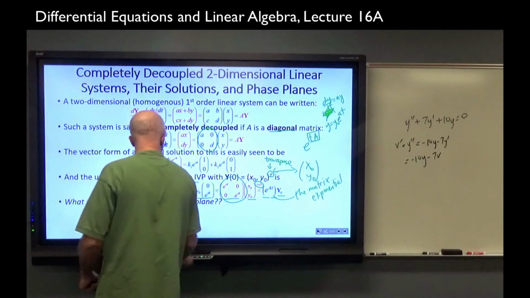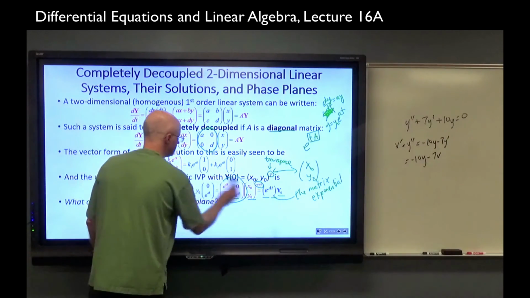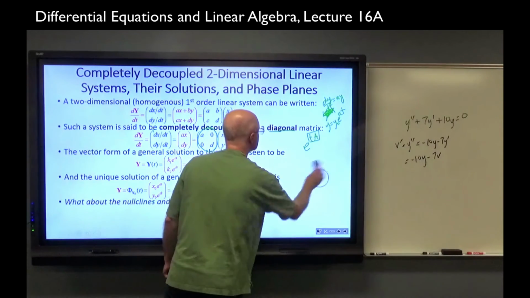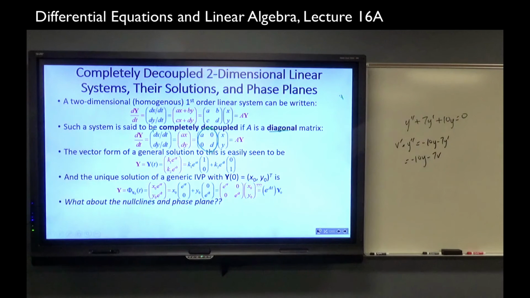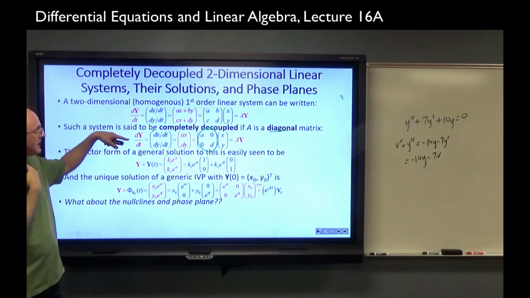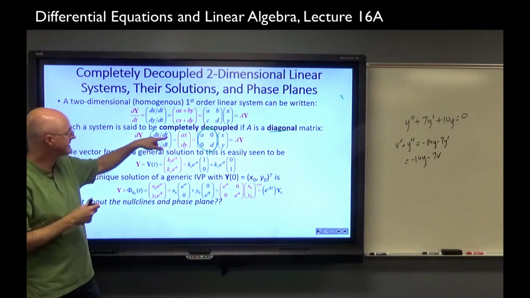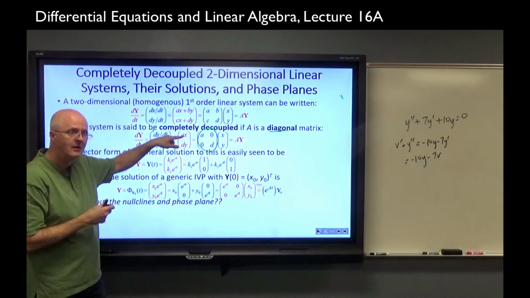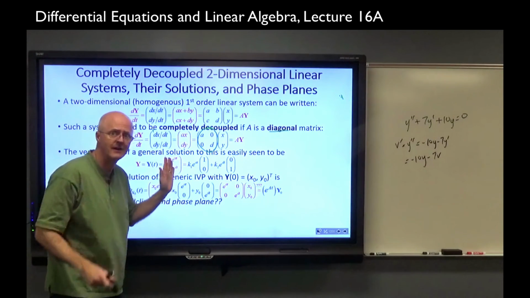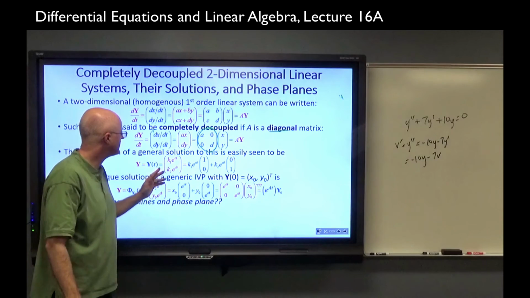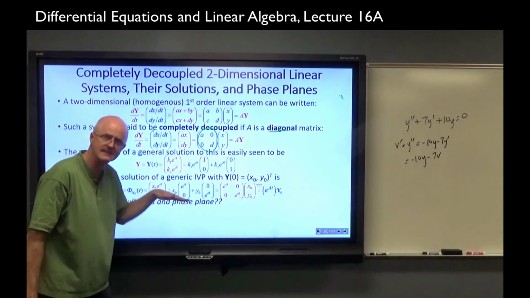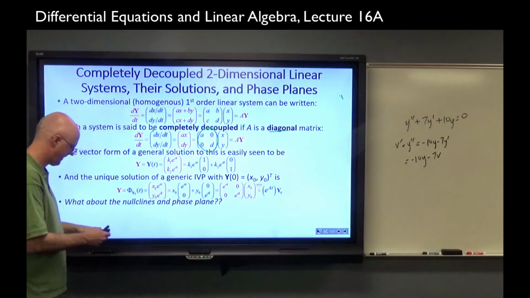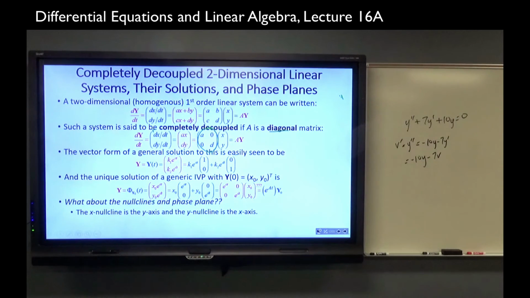What about the nullclines in the phase plane? What's the x nullcline for this special case, this completely decoupled system with a diagonal matrix? The x nullcline is going to be where dx dt is 0. In other words, x is 0. X is 0 along the y-axis. Y is vertical now. And the y nullcline is going to be where dy dt is 0. In other words, where y is 0, which is the x-axis. The x nullcline is the y-axis, and the y nullcline is the x-axis.